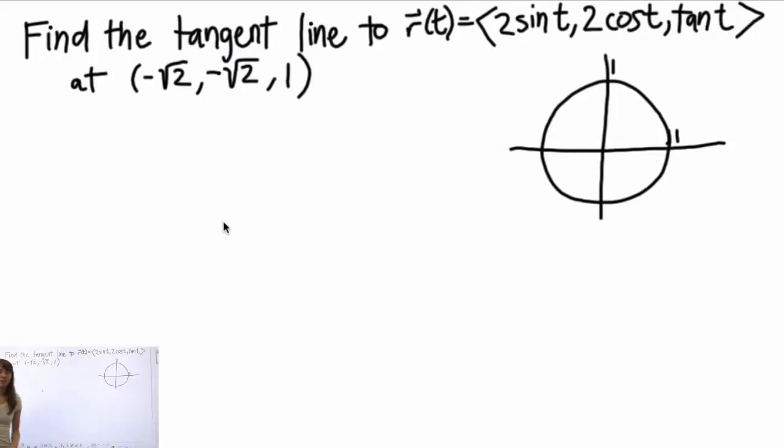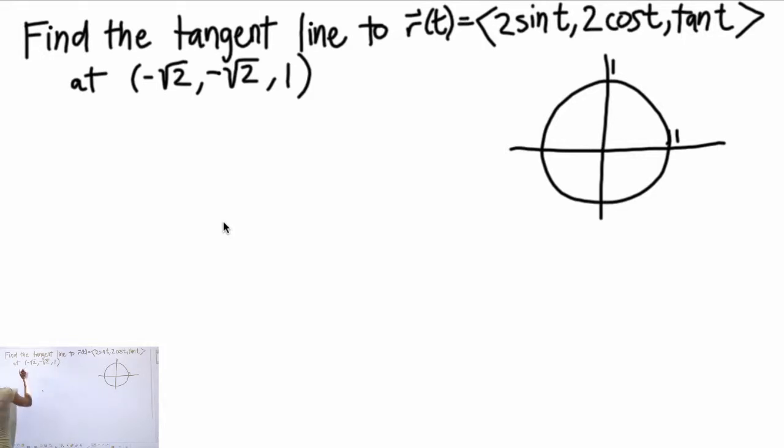This week we're going to be looking at finding the tangent line of a vector curve. So the question is, find the tangent line to r of t is equal to 2 sine of t, cosine of t, tangent of t, at the point negative root 2, negative root 2, 1. The first thing we have to do is find out for what value of t this point is satisfied.